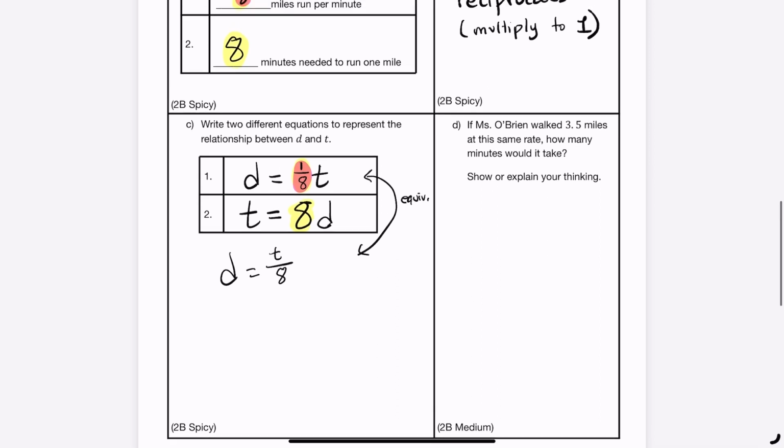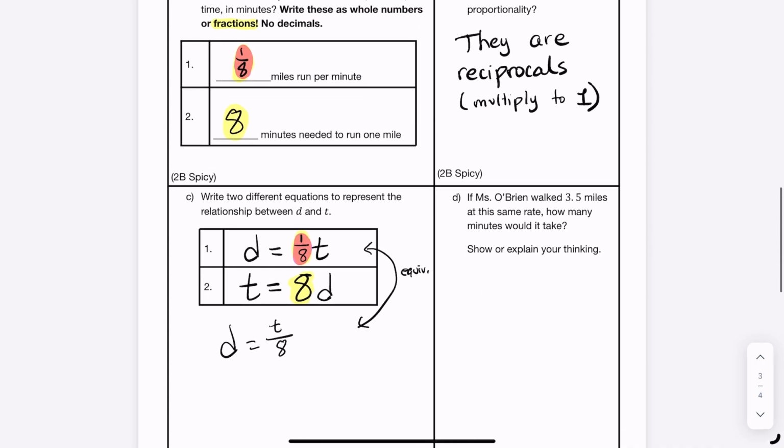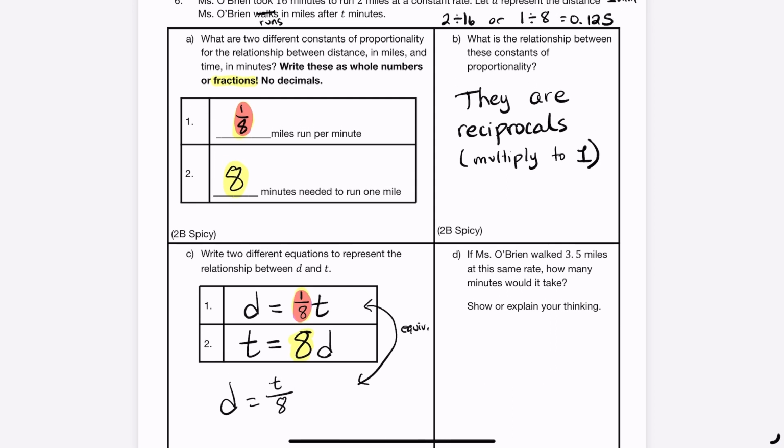Okay, and then last we have, if Miss O'Brien walked 3.5 miles at this rate, how many minutes would it take? Show or explain your thinking. Okay, so I can pick one of my equations. In this case, I am told the miles. So that means I'm being told the distance. This is the distance that they told me. Okay, and I'm trying to find the minutes. I'm trying to find the time.